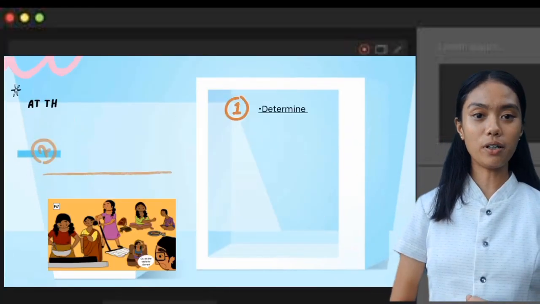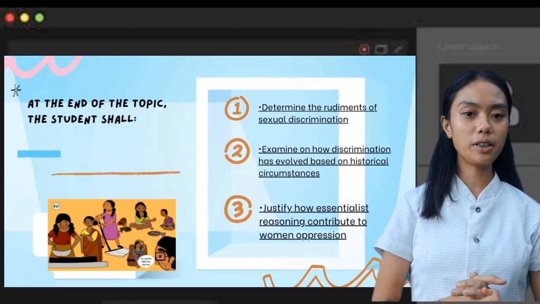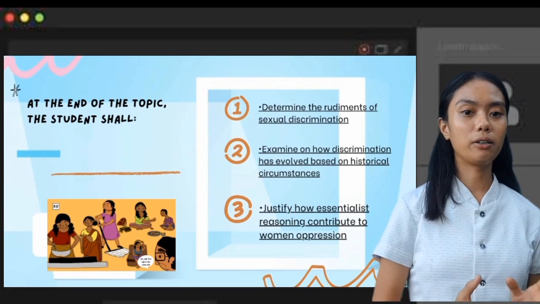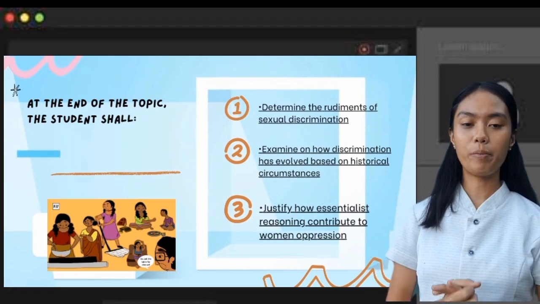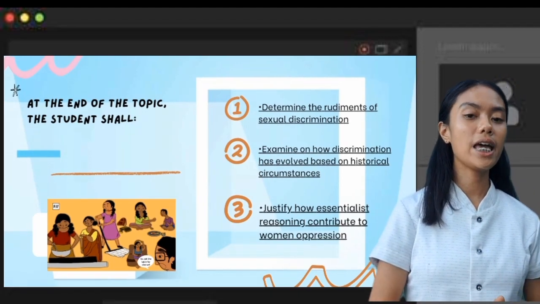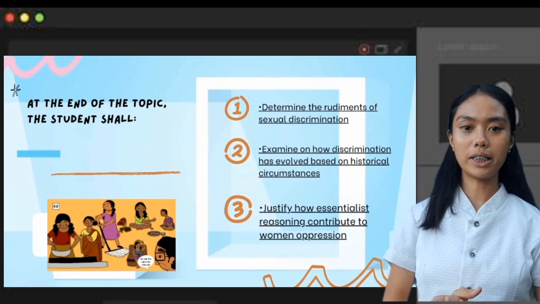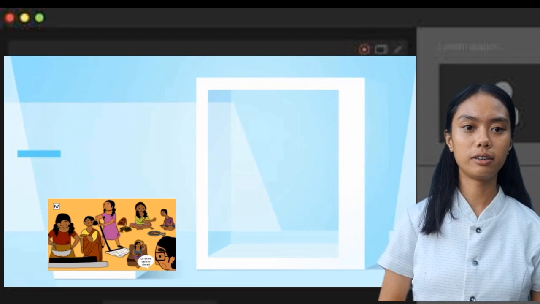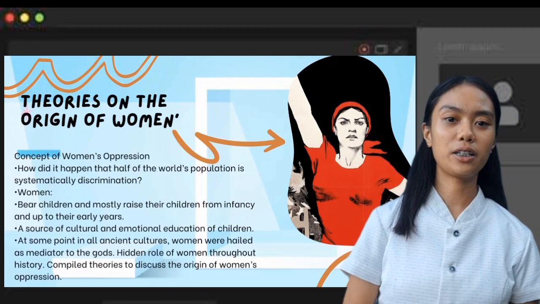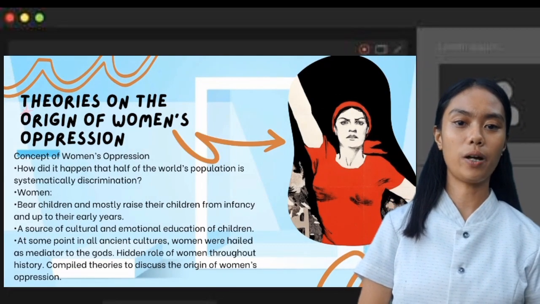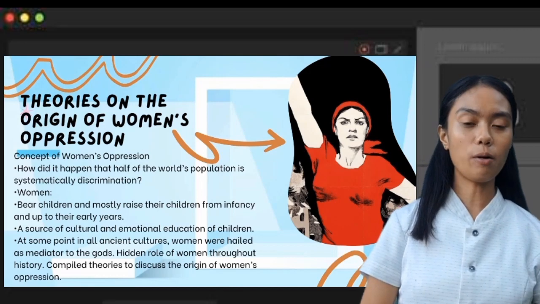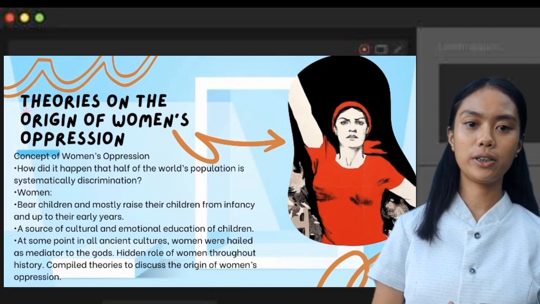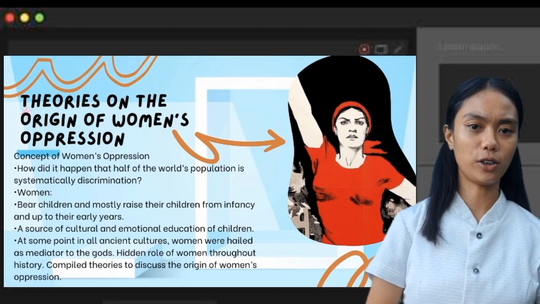The objectives of this topic are to determine the rudiments of sexual discrimination, examine how discrimination has evolved based on historical circumstances, and lastly, justify how essentialist reasoning contributes to women's oppression. First to be discussed are the theories of the origin of women's oppression. How did it happen that half of the world's population is systematically discriminated against?